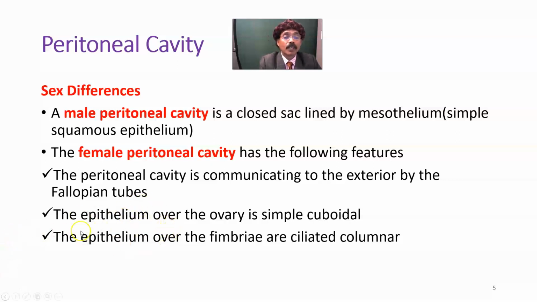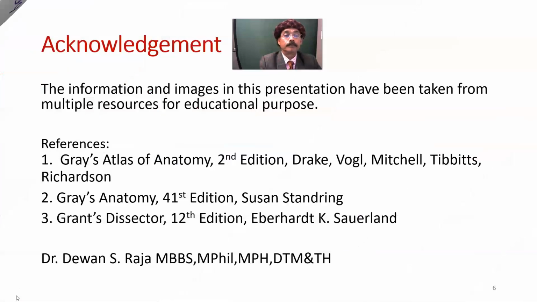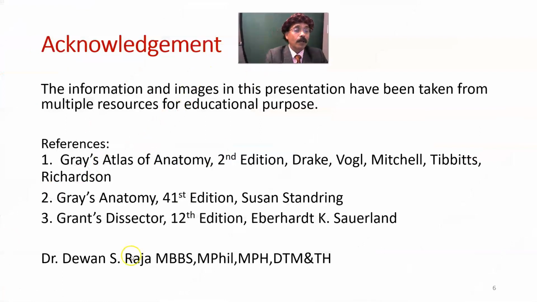So the female peritoneal cavity has the following features. The peritoneal cavity communicates to the exterior by the fallopian tube, so there should be an insufflation test to diagnose the patency of the fallopian tube, also called uterine tube or salpinx. The epithelium over the ovary is simple cuboidal, not columnar. The epithelium over the fimbria is ciliated columnar. And that's all about today's topic on the intraperitoneal organs, retroperitoneal organs, and the peritoneal cavity.